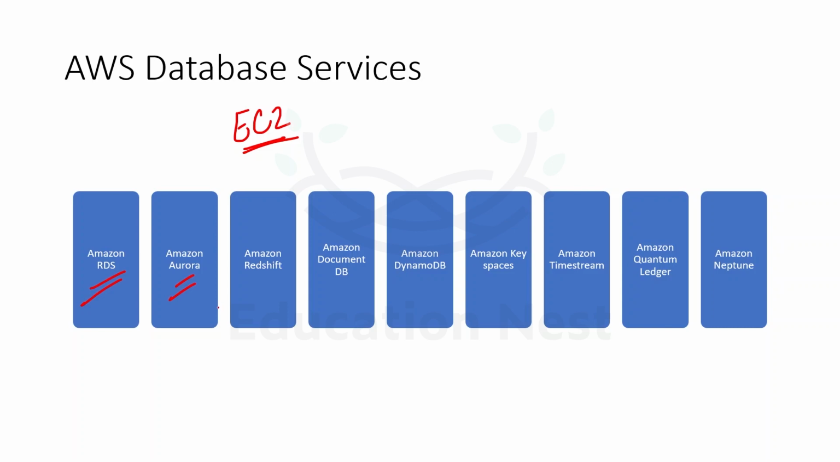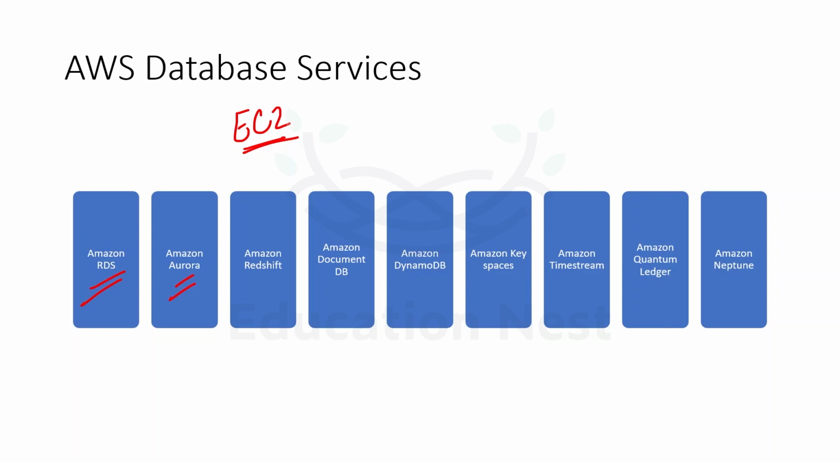Now, the key feature of Amazon Aurora is its ability to replicate data across multiple availability zones within an AWS region. This provides enhanced durability and availability, making it an ideal choice for mission critical applications. Also, it is very fast. We will be discussing this service in depth in our slides.